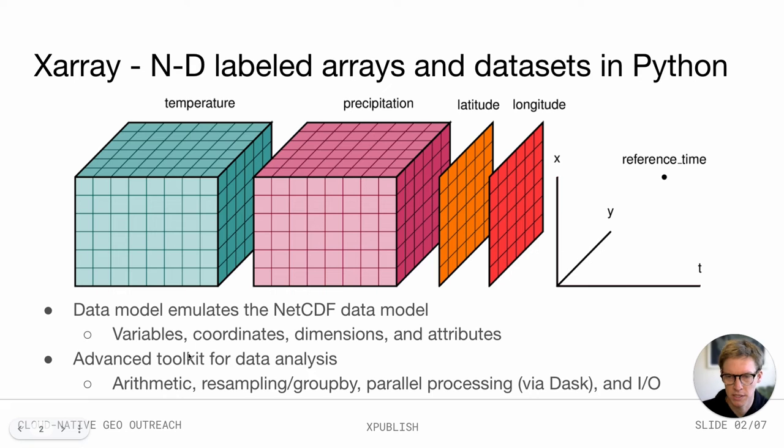And on top of this data model is built a toolkit that supports a wide range of data analysis and data processing tasks. So things like arithmetic, resampling and group by. It does parallel processing via the Dask library. And then it has a wide range of backends for reading and writing Xarray datasets.